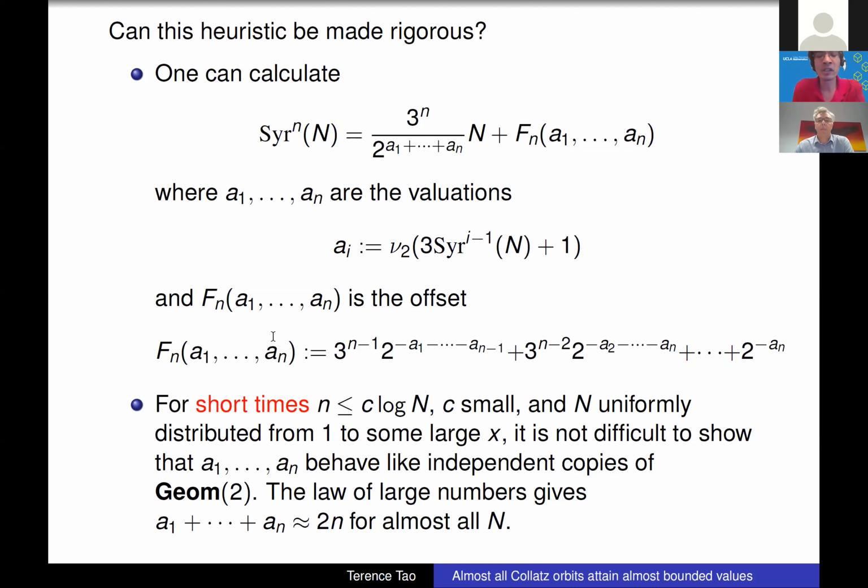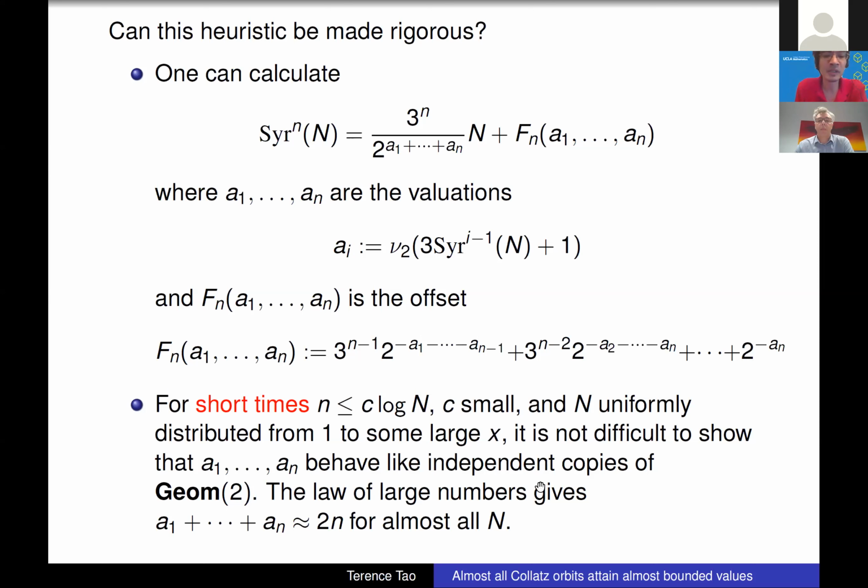Okay, so what one can show rigorously is that as long as you iterate only for short time, so as long as you only try to control things for times less than a small multiple of log n, let's say 1/10 log n, and you pick n to be, say, uniformly distributed from 1 to a big number x, then you can actually make a lot of the previous heuristics rigorous. With n drawn at random with this distribution, you can check that all these a's behave like independent copies of the geometric random variable up to a small error, and you can quantify how big the error is. As long as you're in short times, all the error terms are negligible, and all these a's behave like independent random variables of mean 2.